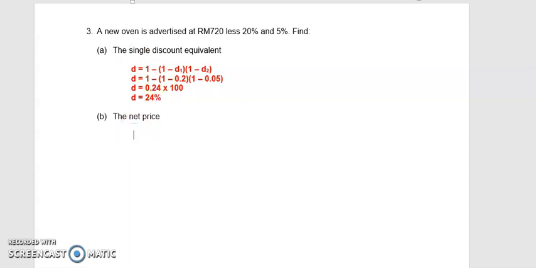Okay, B, net price, NP equal to L multiplied by 1 minus R. So NP equal to list price, just now 720, multiplied by 1 minus, so single discount equivalent is 0.24. So net price is RM 547 ringgit 20 cents.